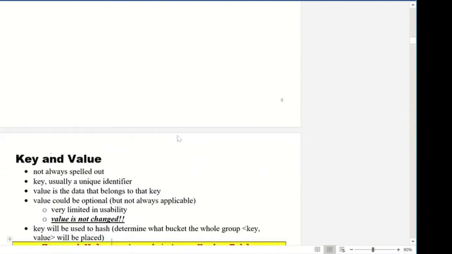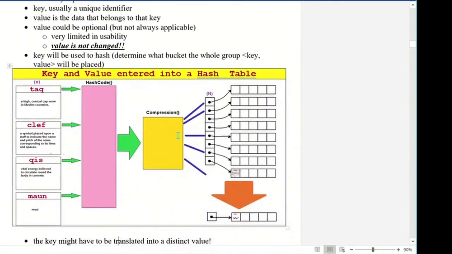Now, the key and the value. So in the example that you see right here, none of the data is actually changed, but what it does is it pulls from the key that we want, it'll go into a hash code, then into a compression which says, okay, hey, I don't have 319 million buckets. I've got 50. So I'm going to compress you somehow into 50 using our modulus operator, which you probably haven't seen in a while, and then pick that bucket to contain that data.